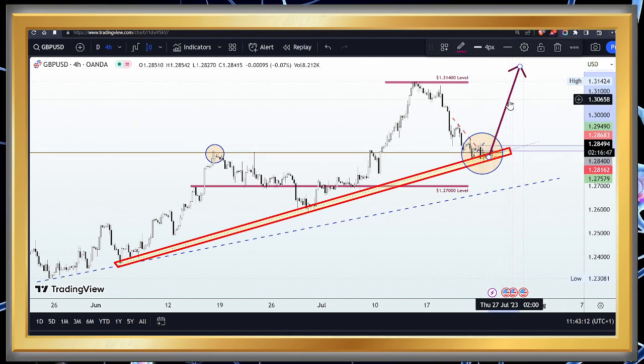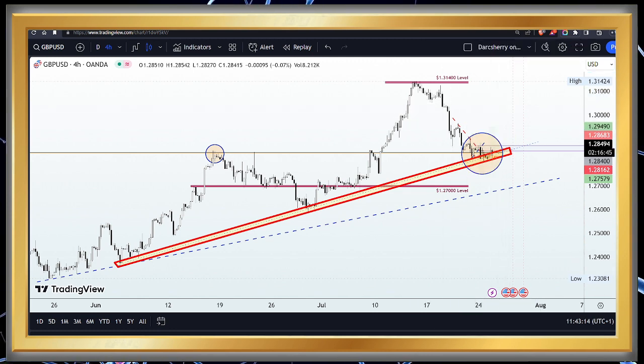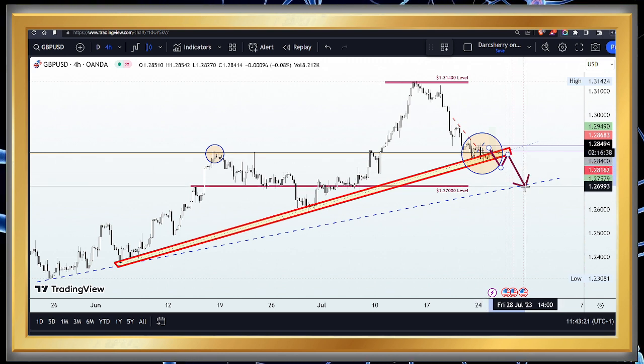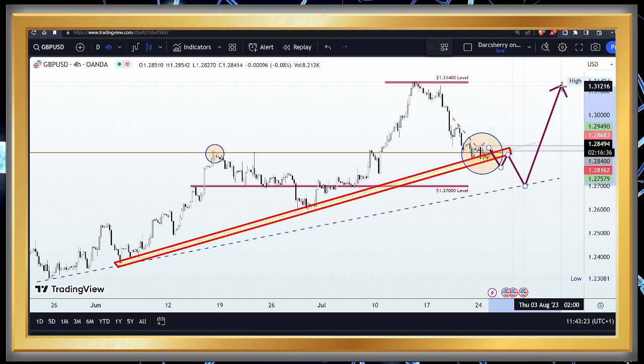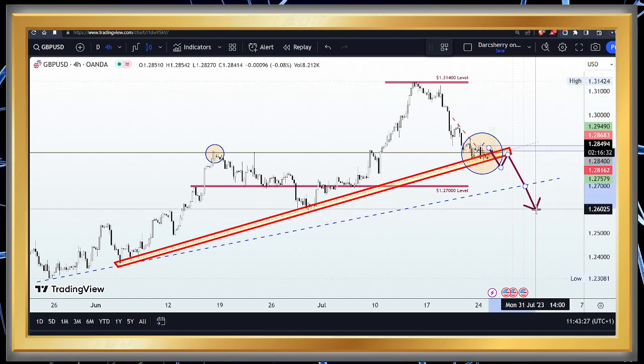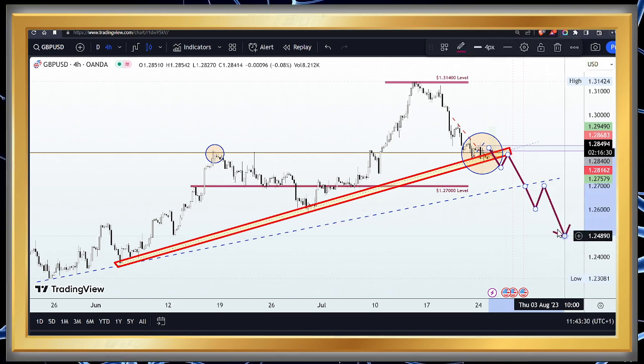And remember that we did not ignore the potentials of sellers too, as we said a breakdown of this ascending trend line could incite a sell-off into the structure to incite another wave of bullish momentum, or probably breakdown to incite a sell-off in this market.